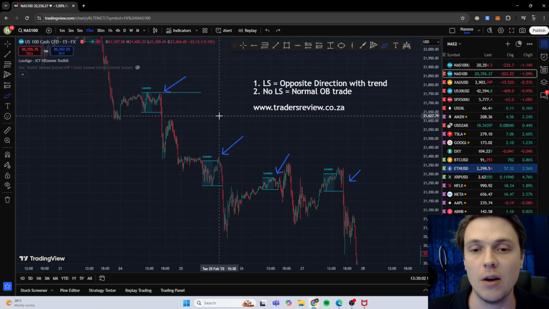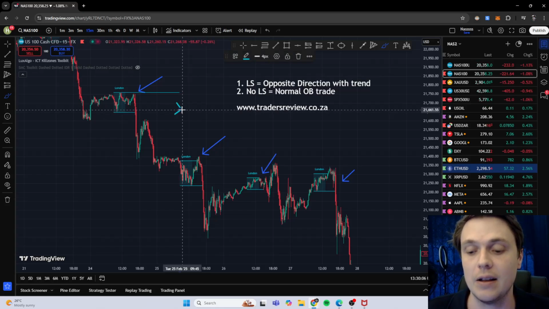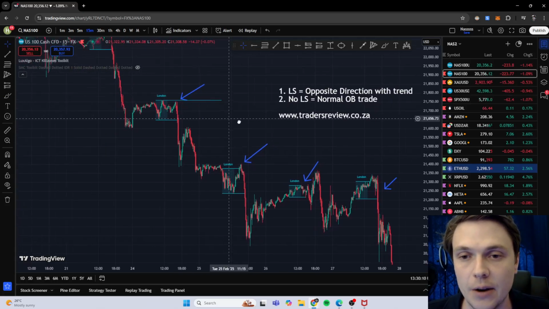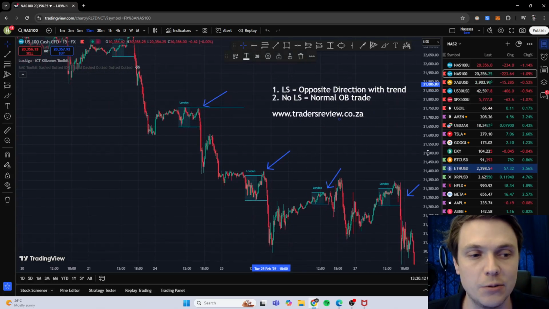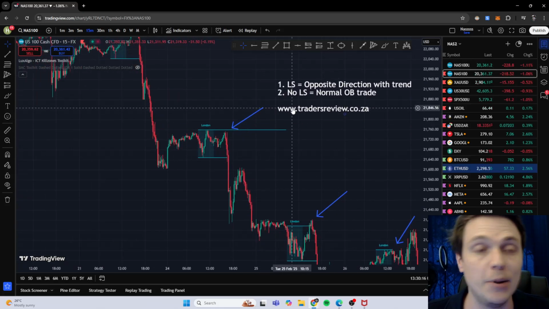Okay, so here we have a few bearish examples, and I will show you guys a bullish example as well down the line. Okay, so when I say no liquidity sweep, we're going to do a no liquidity sweep example over here.